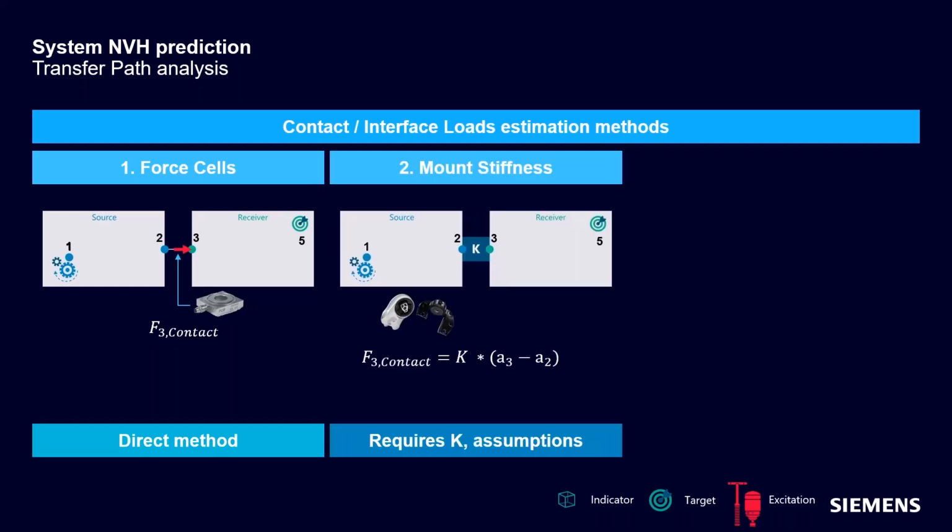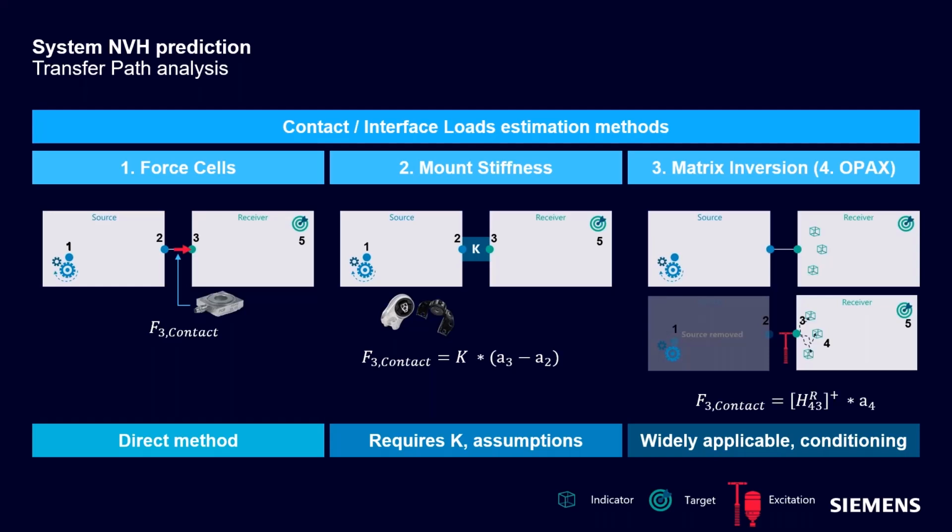One of these is mount stiffness. So if we have an elastomeric mount between our source and our receiver, we can measure acceleration both on the source side and the path side or the receiver side of that mount, measure the acceleration, double integrate to get displacement, and then multiply that by the dynamic stiffness of that mount. F equals Kx. We can estimate the forces by measuring on either side of the mount and then multiplying by the stiffness. That requires us to have that dynamic stiffness curve, which isn't always very high fidelity or even possible to get. And we're making some assumptions about how the forces are translated through that mount.